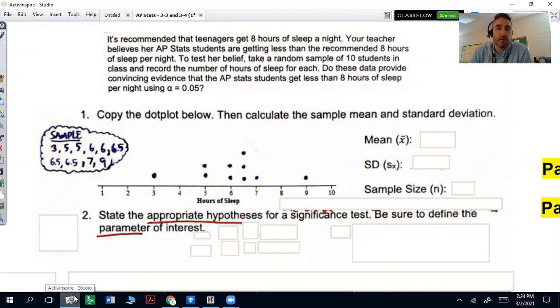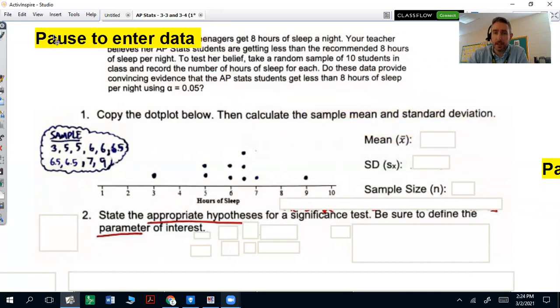It's important that you have a graph to represent this data when you're checking your conditions. So seeing if the small sample size has approximately normal or symmetric shape is important. We might have some cause for concern here because we do seem to have an outlier up here. But by and large, if you look at those numbers, you're going to take a minute to pause. You're going to enter this data into your calculator. So pause the video, enter the data in your calculator.